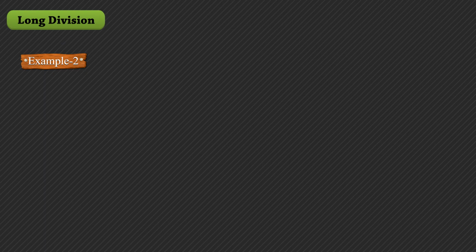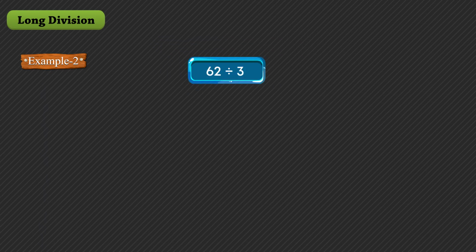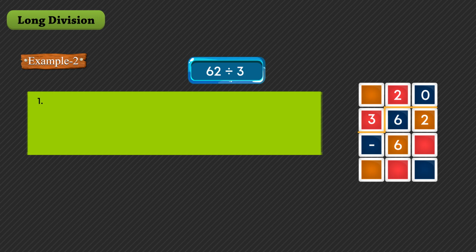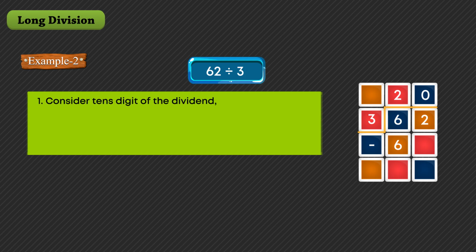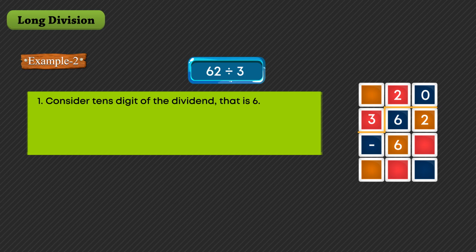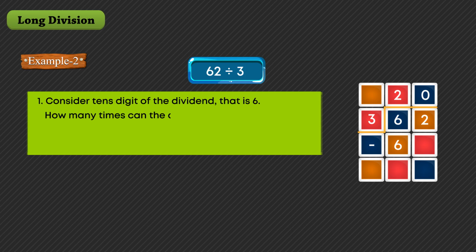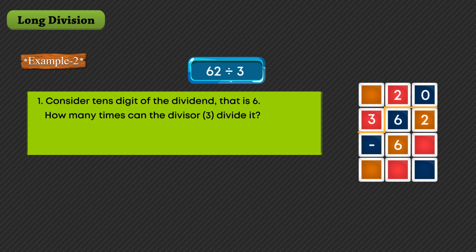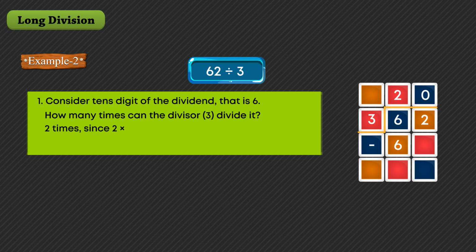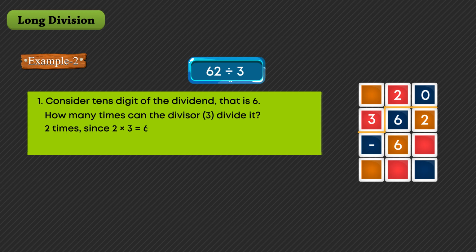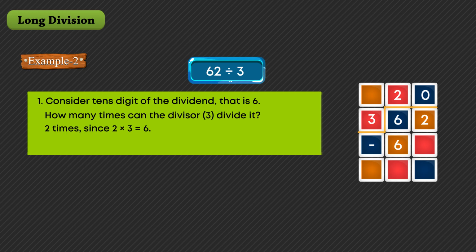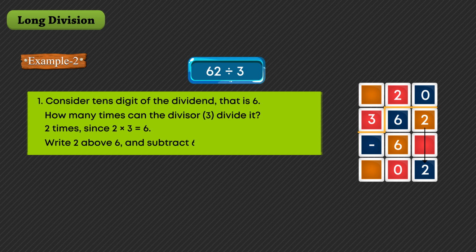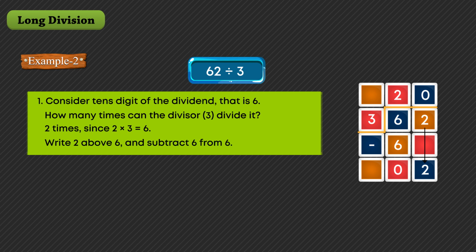Example 2. 62 divided by 3. 1. Consider tens digit of the dividend, that is 6. How many times can the divisor 3 divide it? 2 times, since 2 into 3 is equal to 6. Write 2 above 6 and subtract 6 from 6.